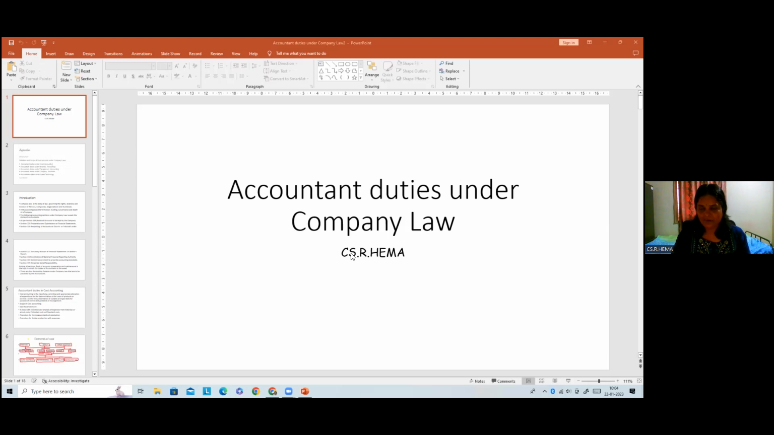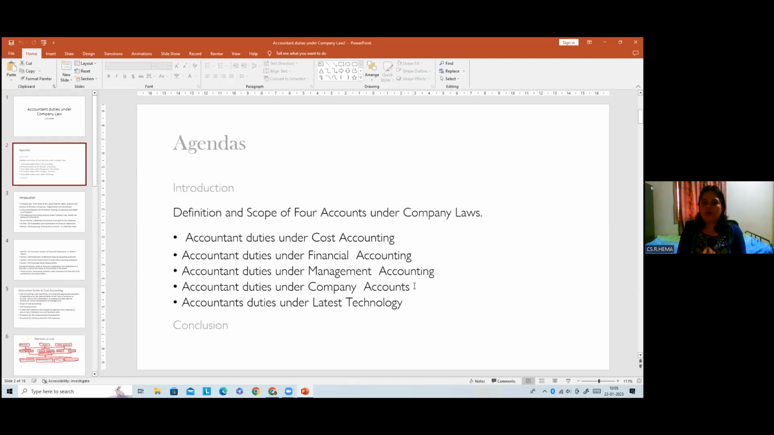I'm now starting my session about how an accountant doing normal work can expertise themselves with the 4 accounts of company law. How they can accompany themselves with all the 4 accounts as per the Companies Act. The topics that I'm going to explain are the 4 accounts under the company law, the duties under cost accounting, financial accounting, management accounting, companies accounts, and how you will be equipping with the latest technology that has entered 5-10 years before, but now only we are practically using that latest technology. That I'll be explaining in the end.